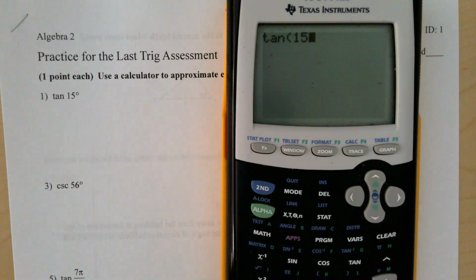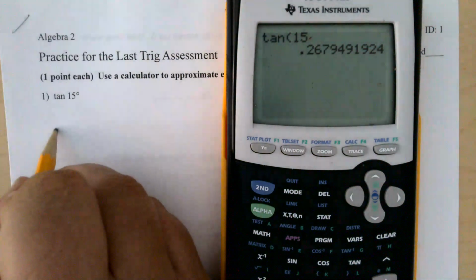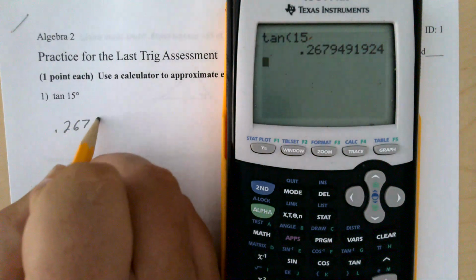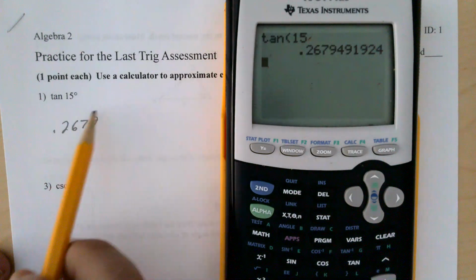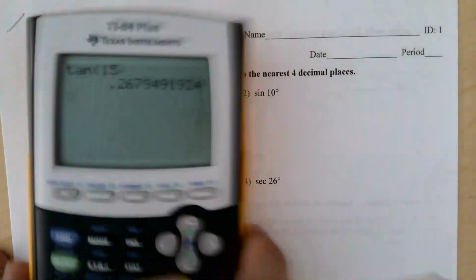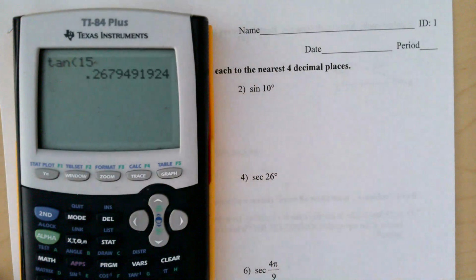So the opposite side is going to be a lot smaller than the adjacent. And it tells me 0.2679. So try to round to 4 decimal places. Okay, so there's the first one. Super easy. Just as easy, sine.